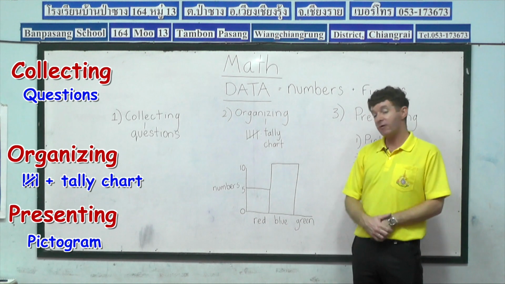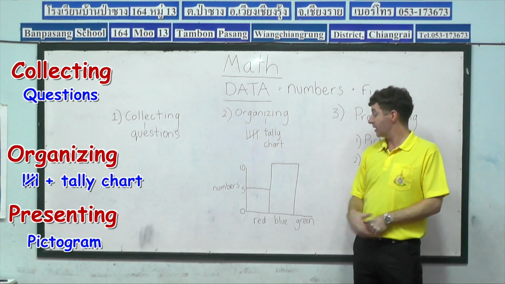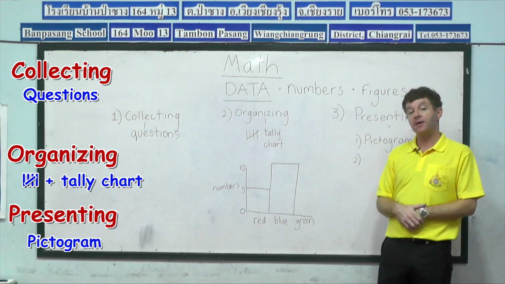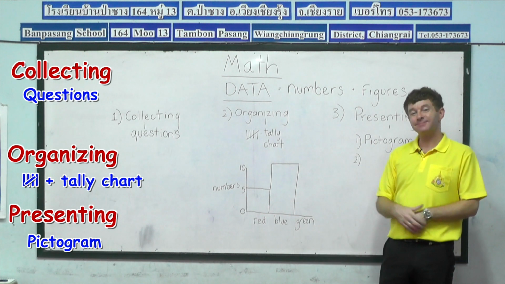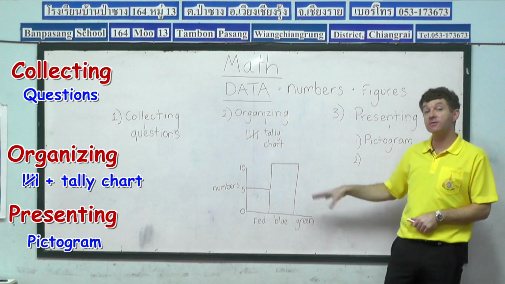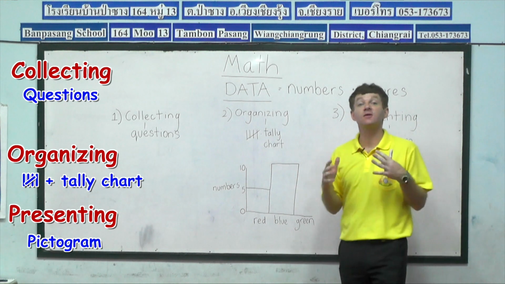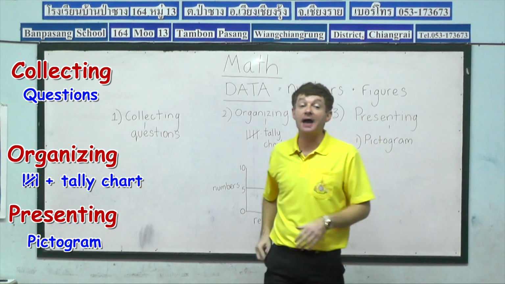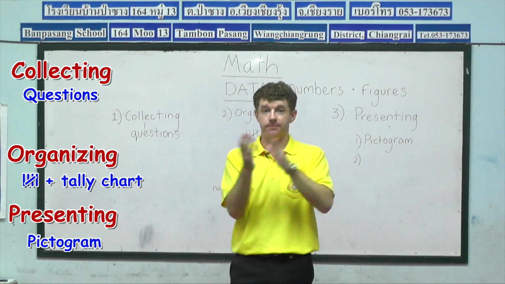So how many like red, guys? 5. How many like blue? 10. How many like green? 0. Excellent. You see how we use the bars to represent the different types of data. So guys, that was excellent. Very well remembered.